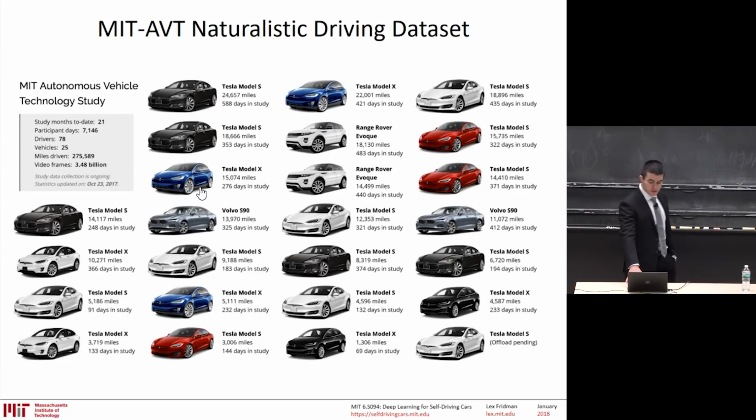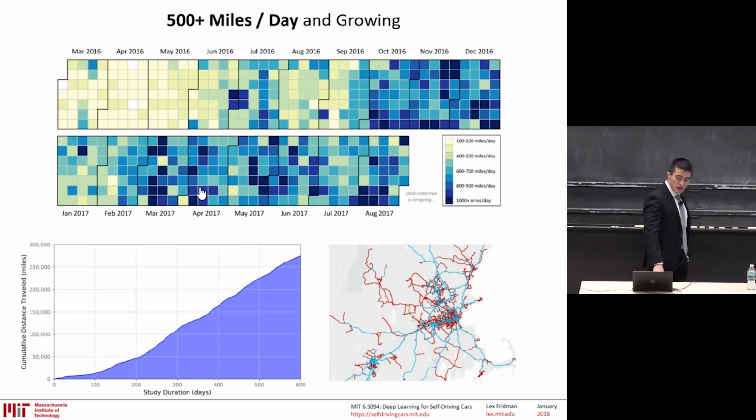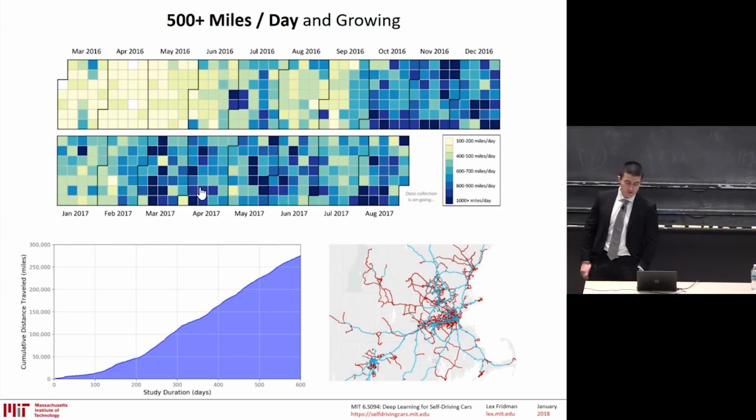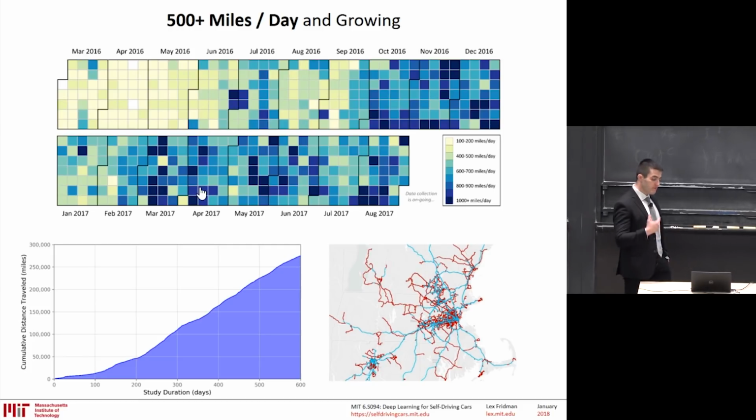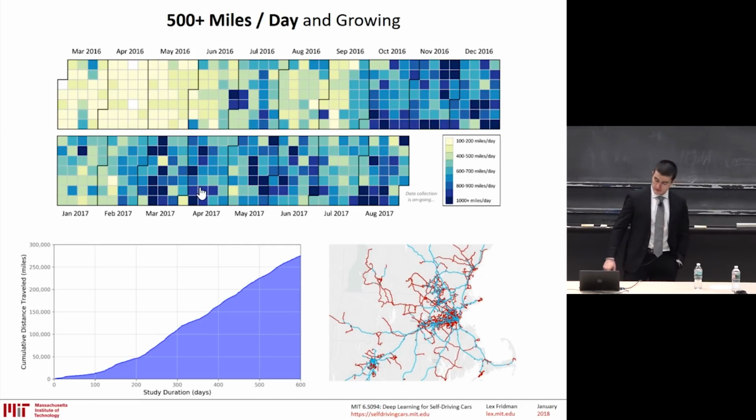25 vehicles, 21 Teslas: Model S, Model X, and now Model 3. Over 1,000 miles collected a day. Every single day we have thousands of miles in the Boston, Massachusetts area driving around. All of that video being recorded. Now over 5 billion video frames.